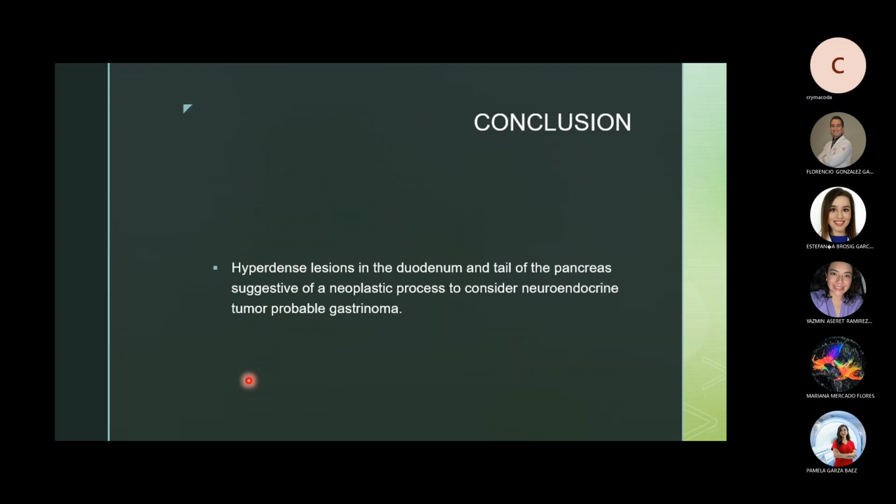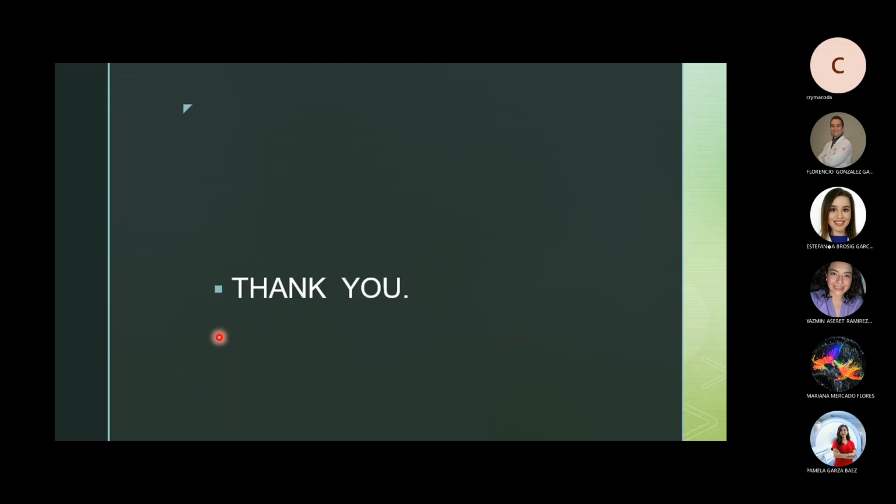For glucagonomas. And the conclusion: we have hypervascular lesions in the duodenum and the tail of the pancreas, suggestive of a neoplastic process, to consider a neuroendocrine tumor and probably gastrinoma. Thank you.